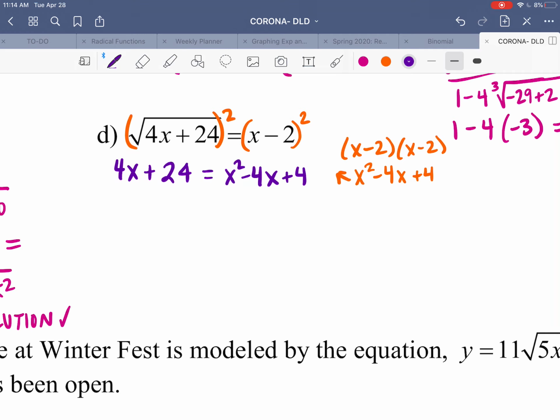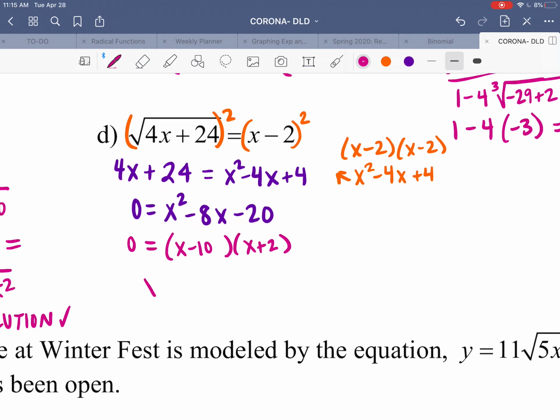And then at this point, we want to move everything to one side, and we're going to have to factor. So we're going to subtract the 4x and the 24. So we're going to end up getting 0 equals x squared minus 8x minus 20. Okay, now you're going to have to remember how to factor. So a times c, when we factor this, we're going to get x minus 10 and x plus 2. Set those equal to 0. We're going to get x equals 10 and x equals negative 2.